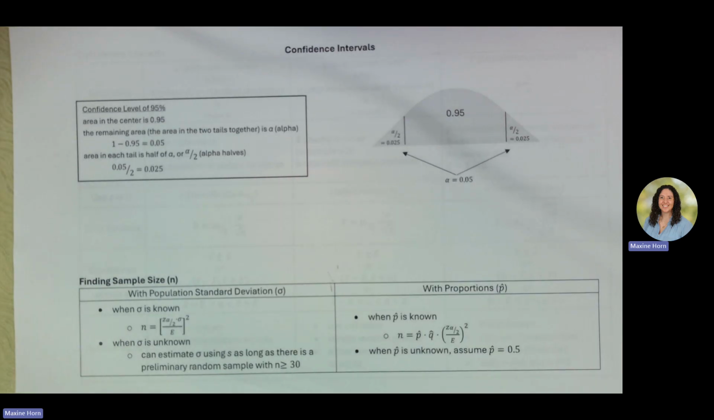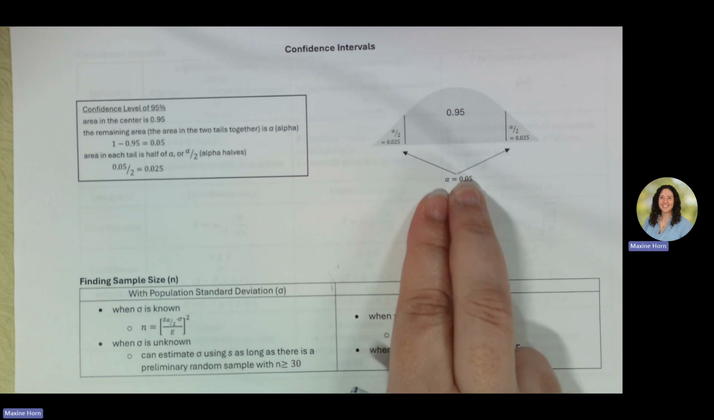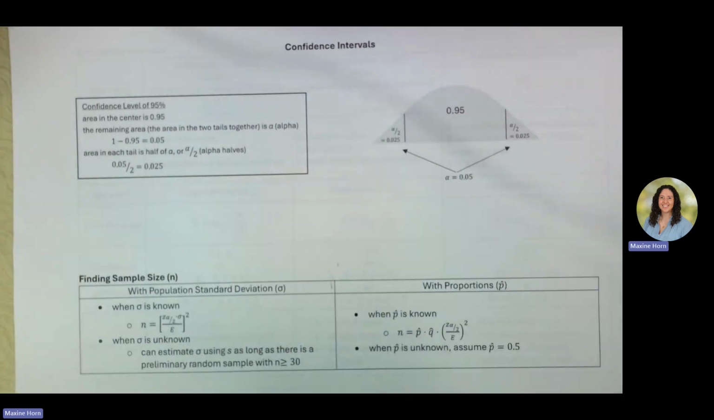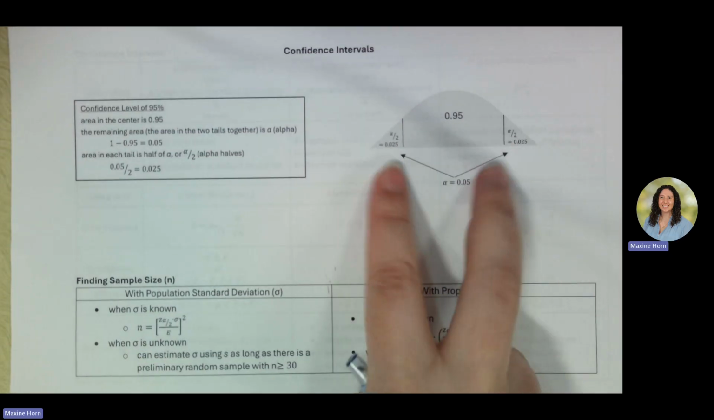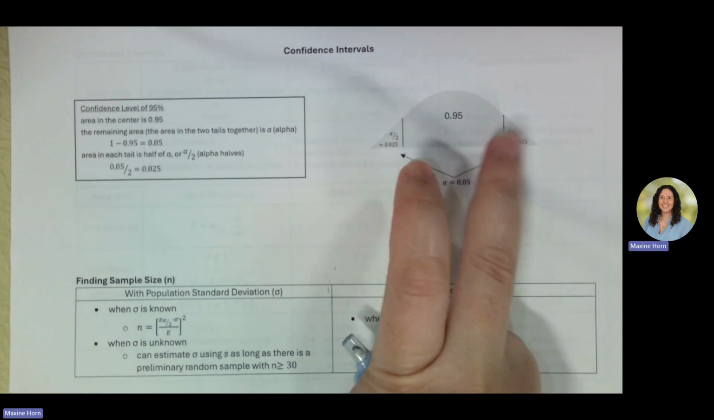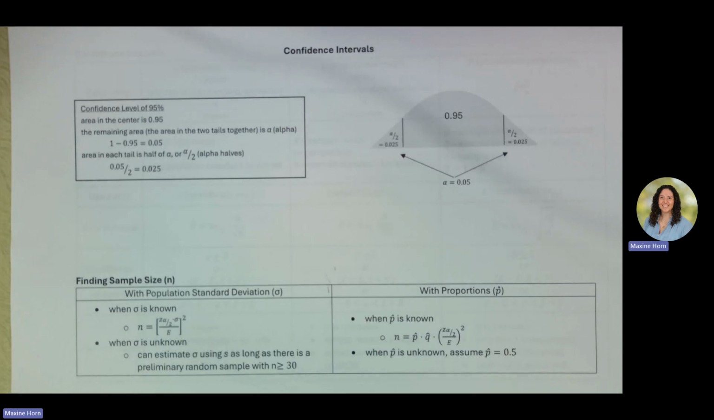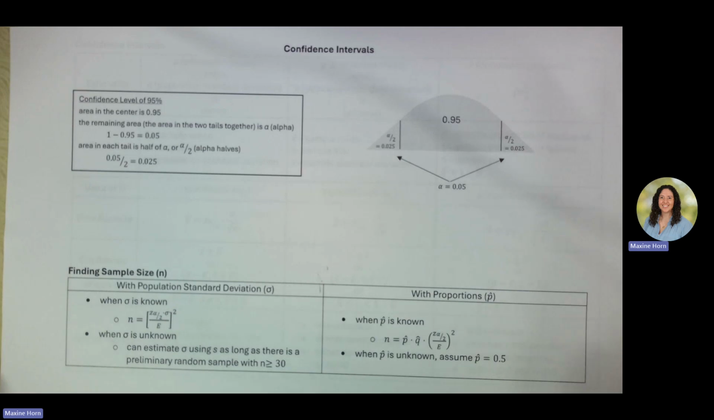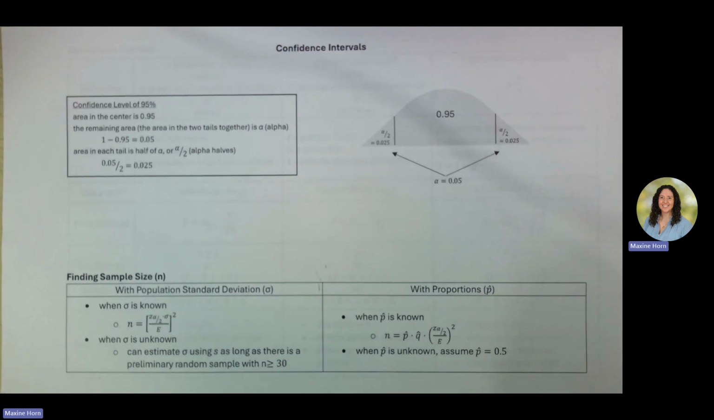So the two tails together are alpha. Each of the tails individually is going to be half of alpha, right? Because there are 2 tails. Both of them together is alpha. Each of them individually is alpha halves. So you take your alpha and you divide it by 2. That would be 2.5% or 0.025. Keep that in mind as we talk about finding our z-scores or our t-scores: this is the relationship between our confidence level and all of this alpha stuff, right?